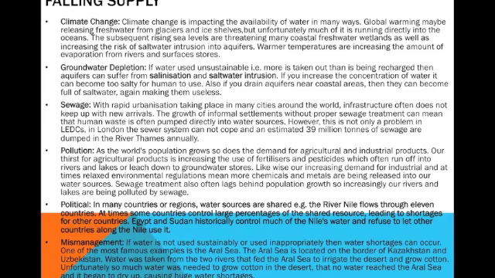One of the most famous examples is the Aral Sea. This is located near the border of Kazakhstan and Uzbekistan. Basically, water was taken from the two rivers that fed the sea to irrigate the desert and grow cotton. Unfortunately, so much water was needed to grow cotton in the desert that no water ended up reaching the Aral Sea, and it began to dry up, causing huge water shortages.